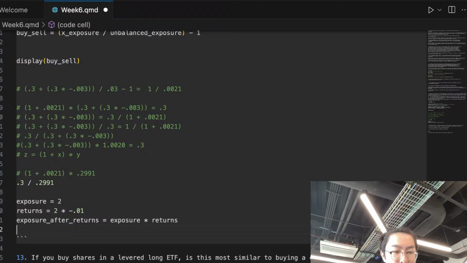I need to. Oh, this actually might be the formula we need. Okay, so x then is, so x is equal to value of portfolio after returns.